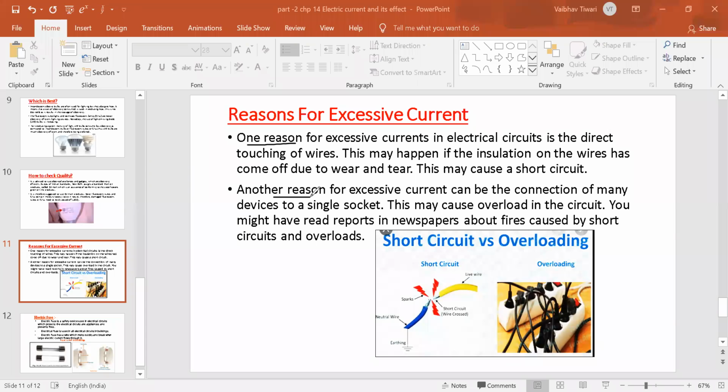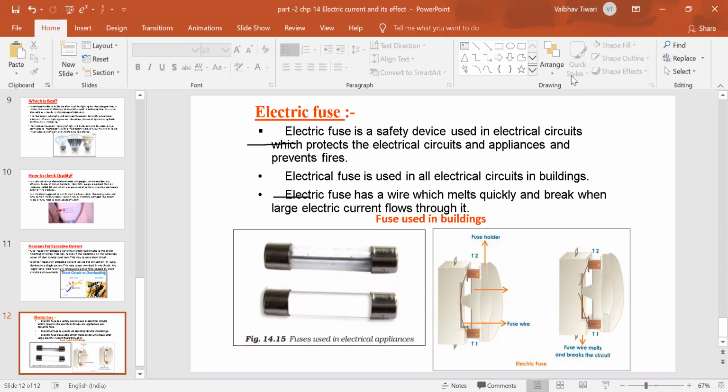To protect those things, there is one more safety device, and that safety device is known as the electric fuse. So actually, what is an electric fuse? It is a safety device.